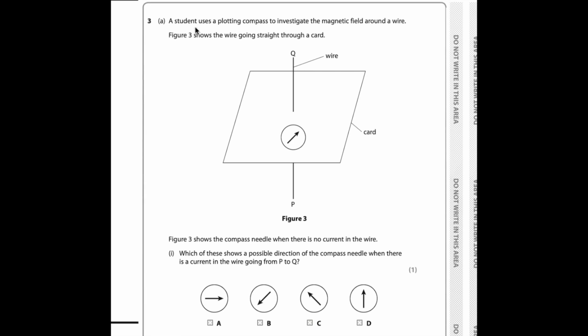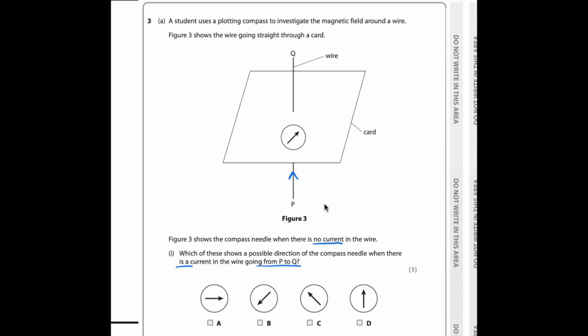Question 3. A student uses a plotting compass to investigate the magnetic field around a wire. Figure 3 shows the wire going straight through a card. Figure 3 shows the compass needle when there is no current in the wire. Right, so we can say it's pointing that way. Which of these shows a possible direction of the compass needle when there is a current in the wire going from P to Q? Right, if it's going from P to Q, that means it's going up.